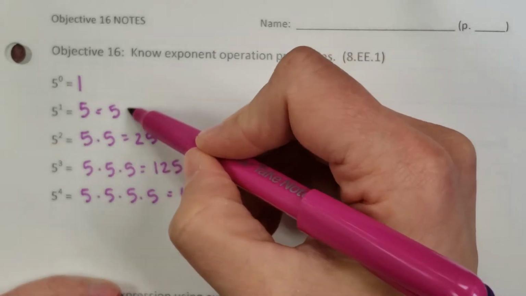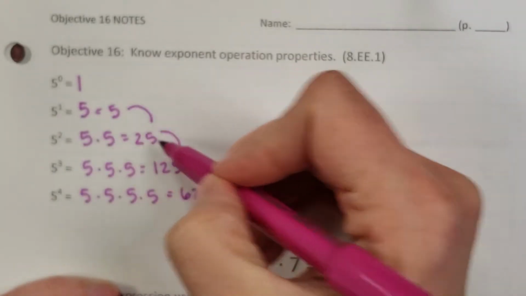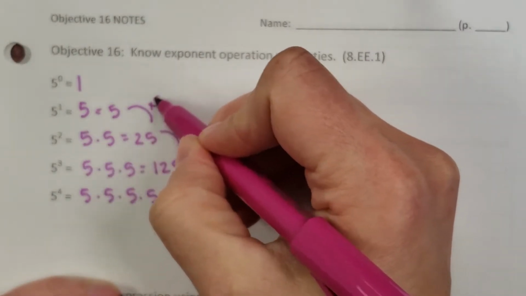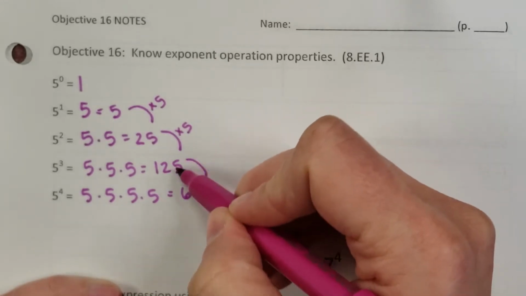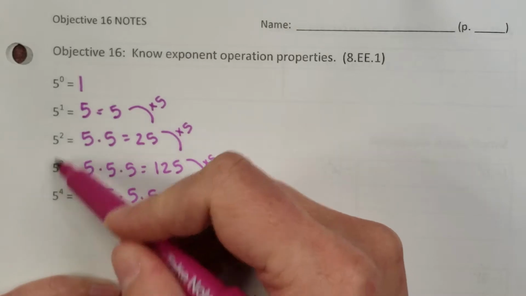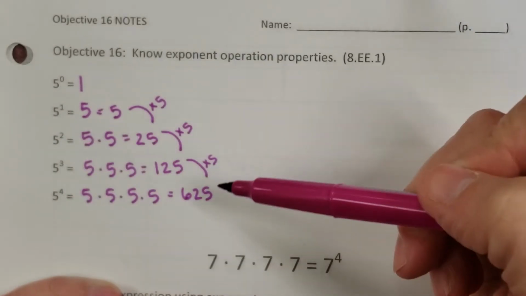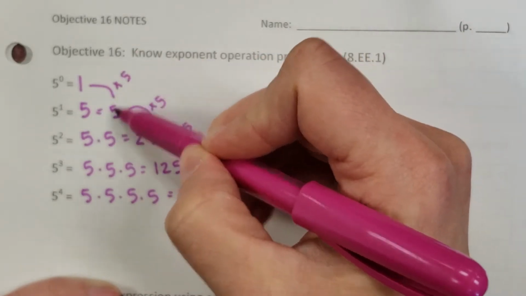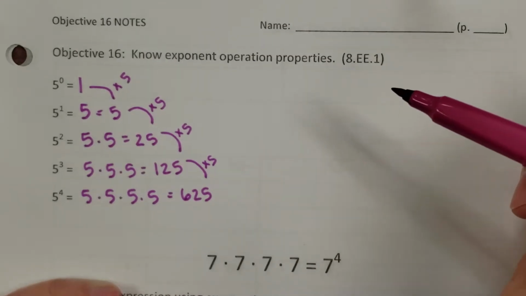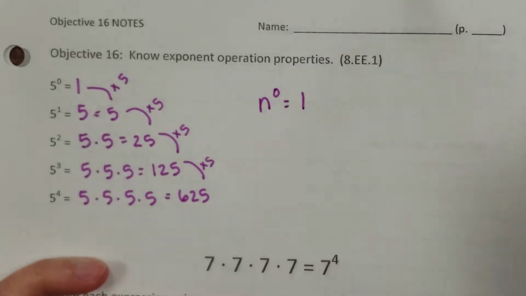As I move up the line here, I'm increasing by powers of 5. 5 times 5 is 25. 25 times 5 is 125. 125 times 5, which makes sense because I'm increasing the number of times 5 is being multiplied by itself by 1 each time. Well, what times 5 is 5? 1. Truly, any number to the power of 0 is 1. Anything to the power of 0 is 1.